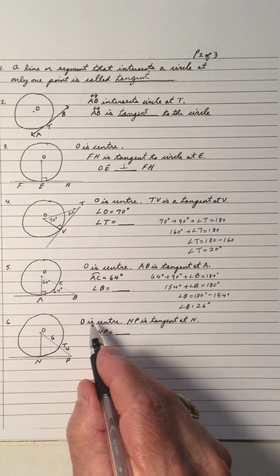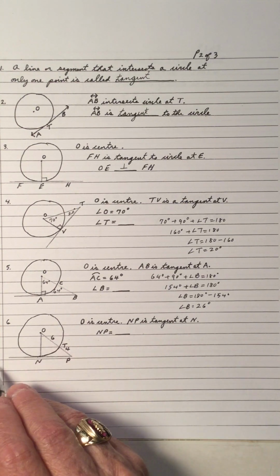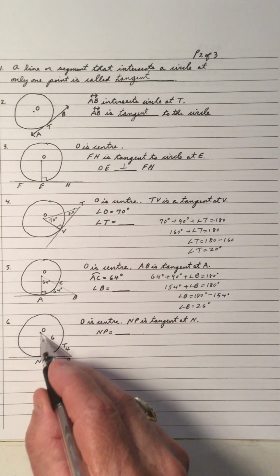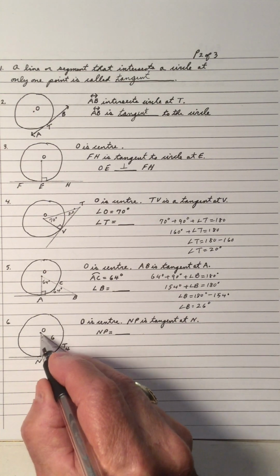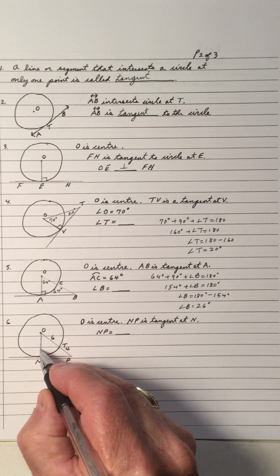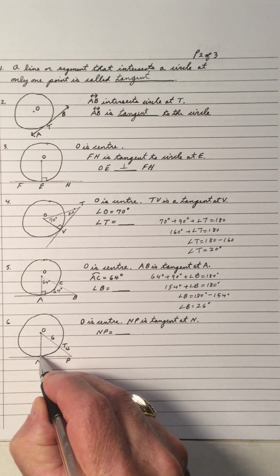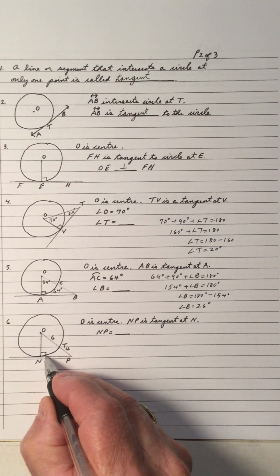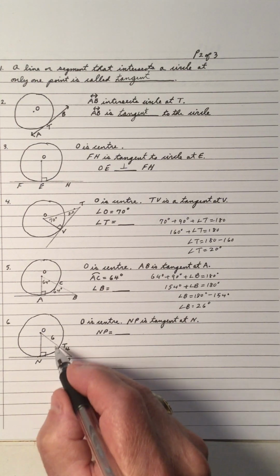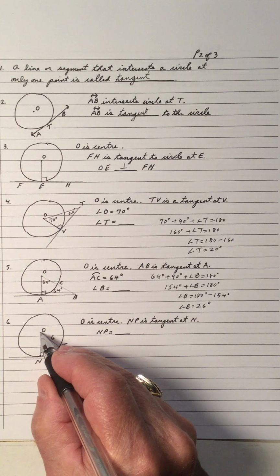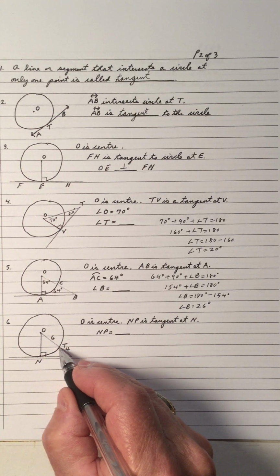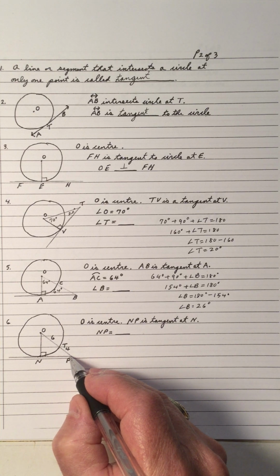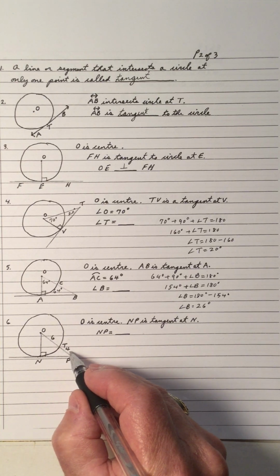Number 6, again, O is the center of this circle. It says that NT is tangent at N. So this is the radius, ON. The radius and the tangent meet at the point of tangency, so that's a 90-degree angle. So we have a 6. From O to T is 6. TP is 4. So that makes that 10.